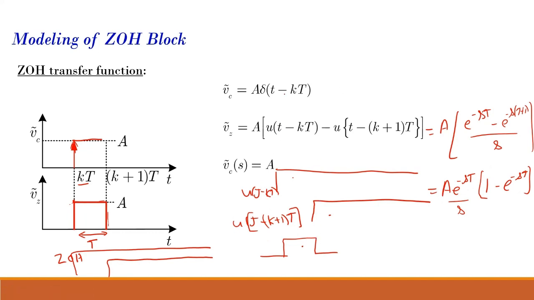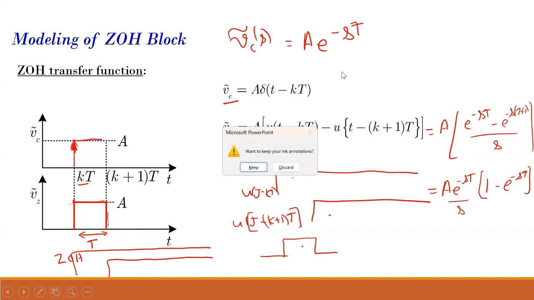The issue over here is this is my Vc prime. When I do Vc prime of s, this is wrong. It will just be equal to A into e raised to minus sT. Sir, Vc prime in the sense of large signal or very small disturbance? It is a small disturbance. Right? So this was actually a mistake.